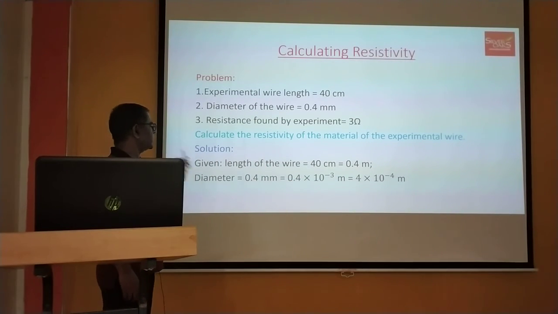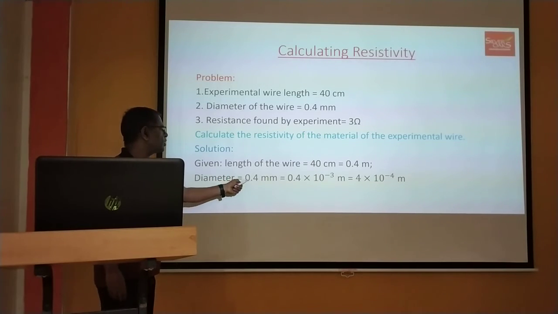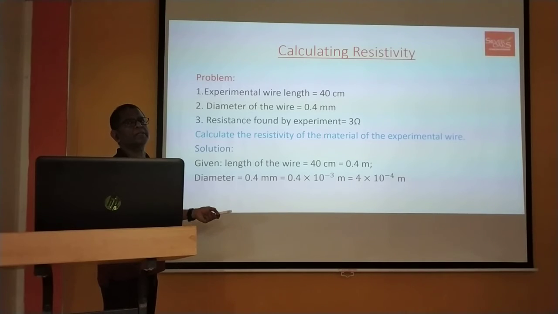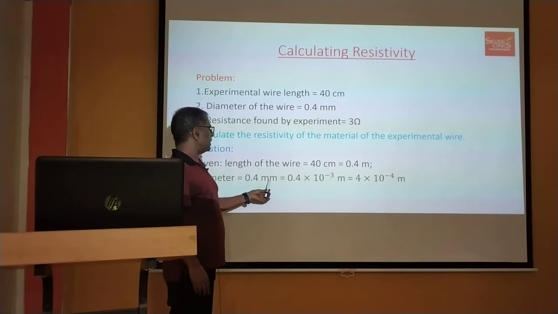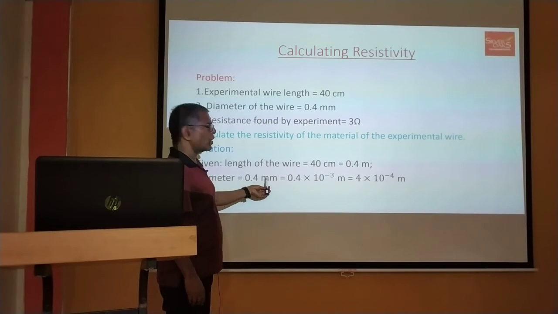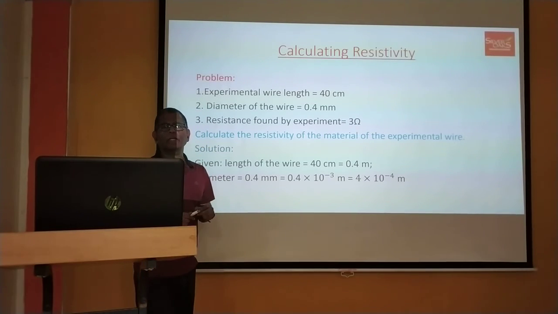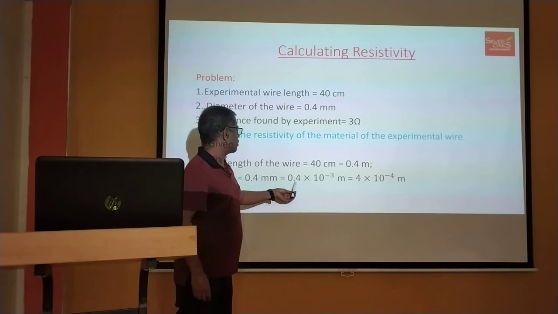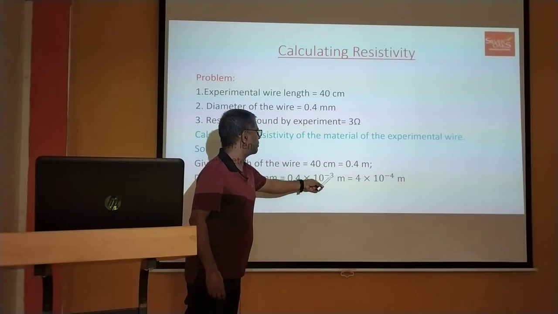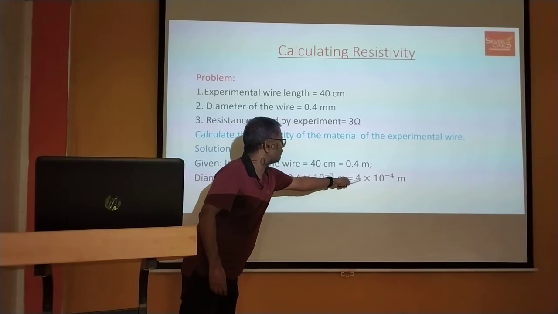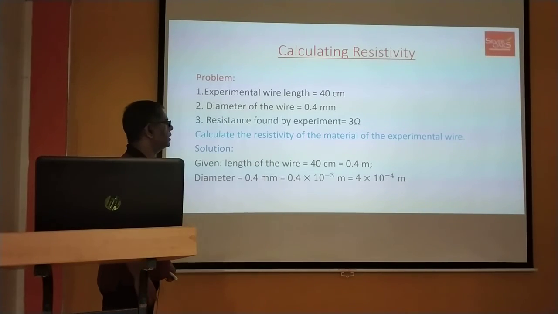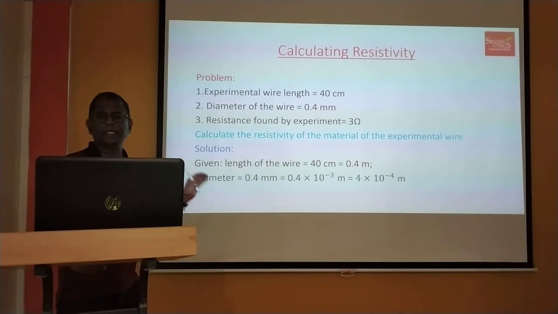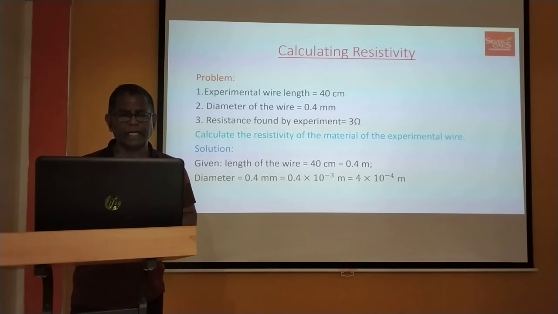Now the diameter is given, 0.4 mm, millimeter. Again it has to be converted to meter because the unit is ohm meter. What is the relation between millimeter and meter? 1 millimeter is 10 to the power minus 3 meter, or 1 divided by 1000. So 0.4 multiplied by 10 to the power minus 3 equals 4 into 10 to the power minus 4 meter. That is the diameter.